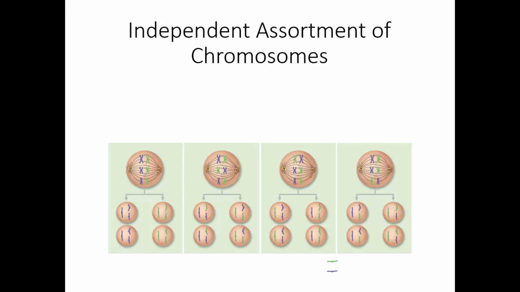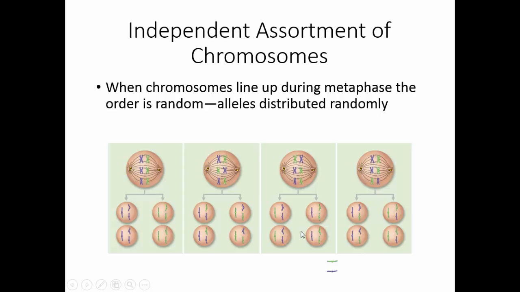In this cell we have 3 pairs of chromosomes. So they have been duplicated and they're lining up, so we're going to go through meiosis and get our haploid cells. When the chromosomes line up during metaphase, the order is random. Notice here all of the purples are on one side, and then we have various mixtures of purples and greens on various sides. We have different haploid cells that we have gotten as a result of meiosis.